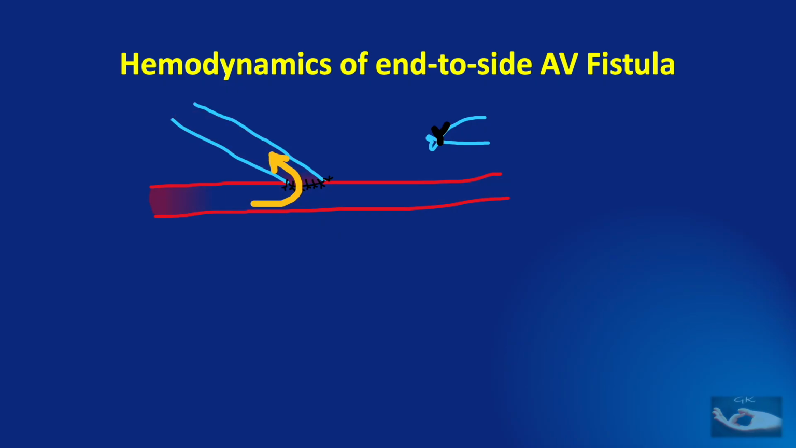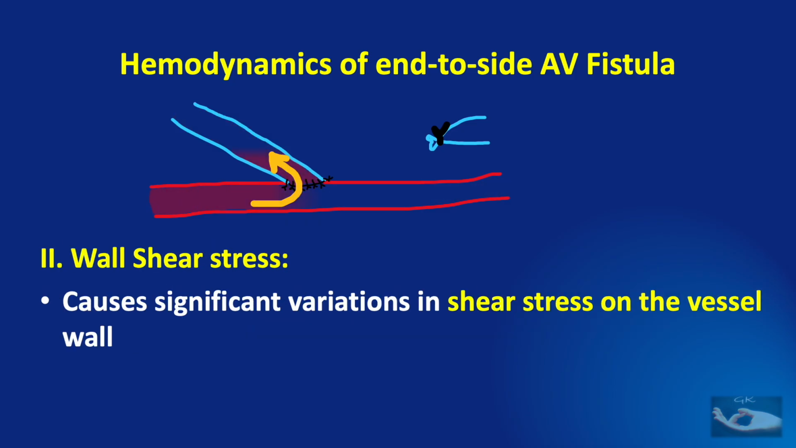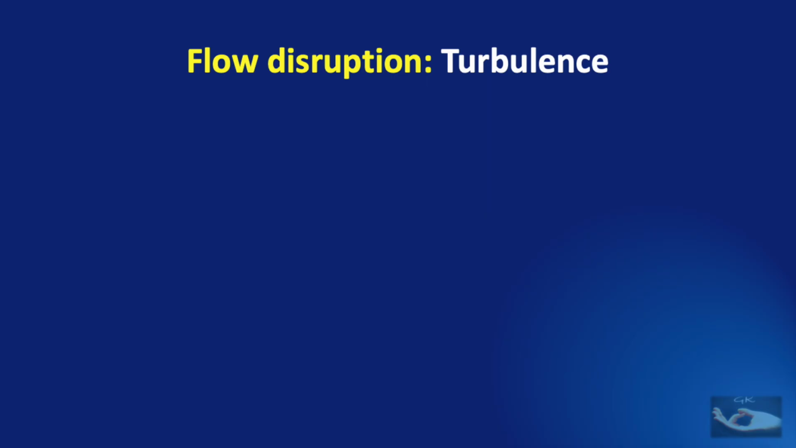And when this change occurs, there are two effects that are seen. The first is flow disruption. When blood enters the side of a vessel, it creates a flow disturbance at the junction, potentially leading to turbulence. The second effect would be what is known as the wall shear stress. This change in the direction of blood flow causes a stress on the vessel wall. So the first effect of flow disruption is turbulence.